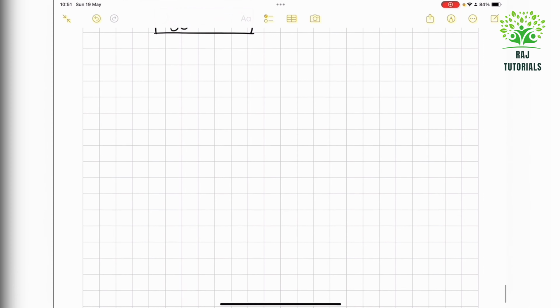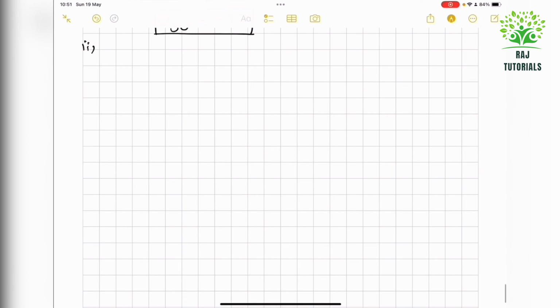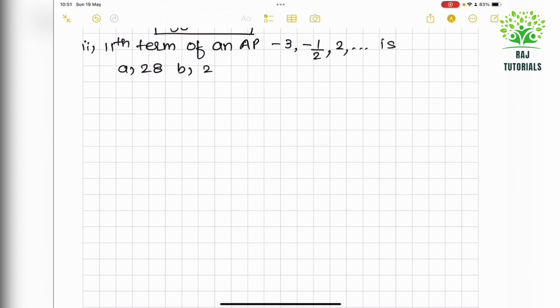Then the second one in that says: the 11th term of an AP minus 3, minus 1 by 2, 2 and so on is. The options are A is 28, B is 22, C is minus 38, D is minus 48.